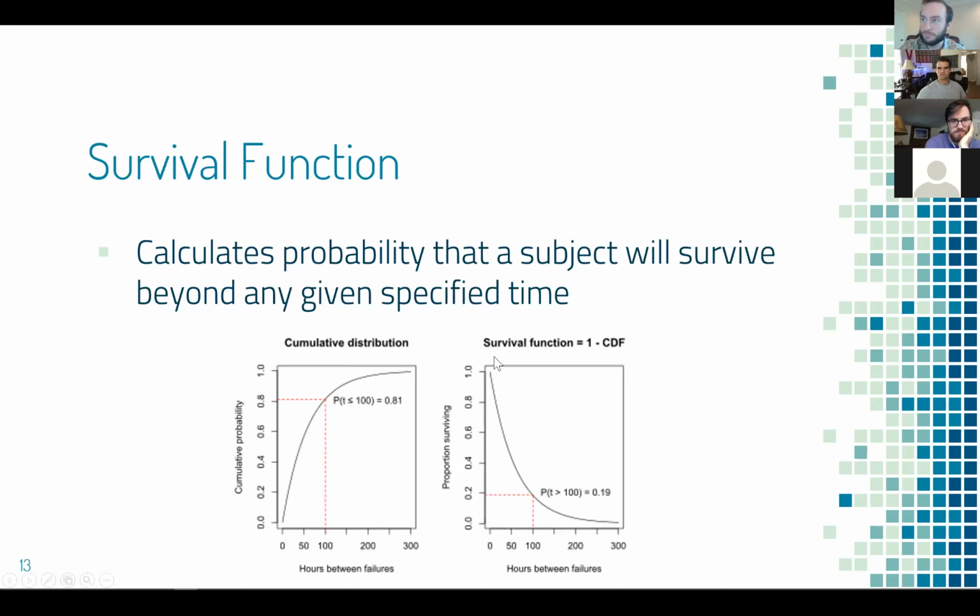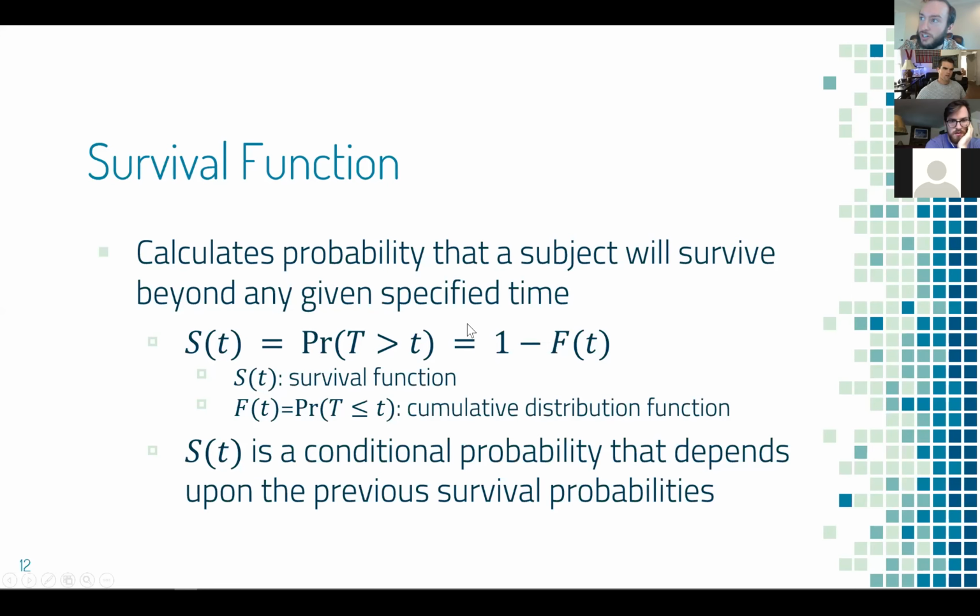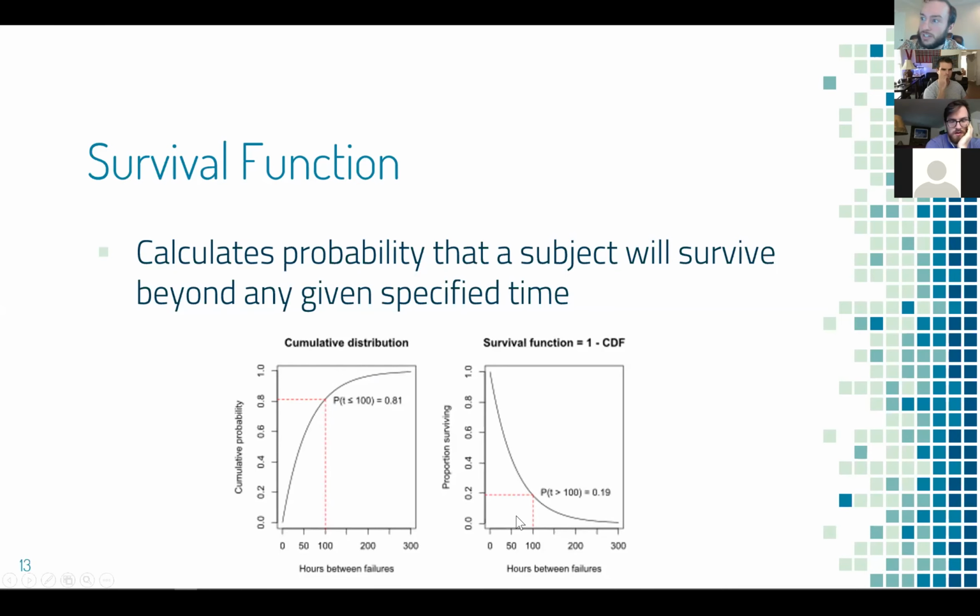What we have here is the cumulative distribution, which just means it's a summation of all the probabilities up until that point. Up until 100 hours, the summation is 0.81. So what's the probability that you survive beyond 100 hours? If we go to the graph on the right, it's 0.19. If we go back and look at the formulation, it's 1 minus this F of t, which is the cumulative. And that's all it is.